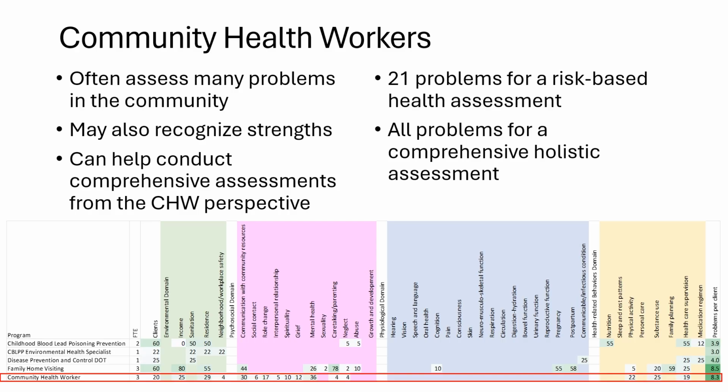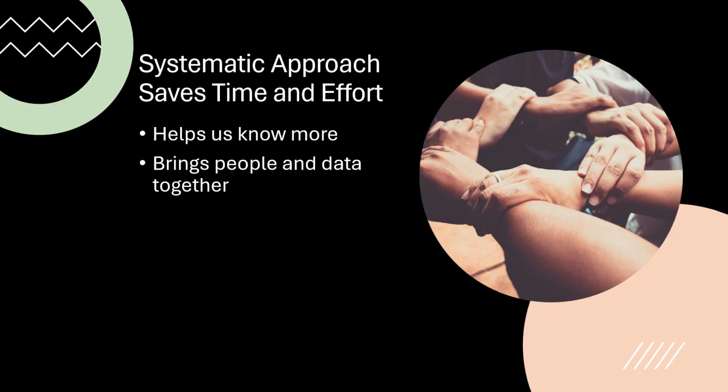This heat map compares community health workers to other programs, the problems they assess, and which problems are most common, and how they fulfill the agency's outreach mission in critical areas not addressed by other programs. Research shows that using such a systematic approach saves time and effort while helping us know more. It brings people and data together in meaningful ways.